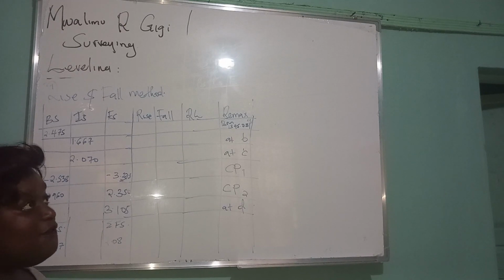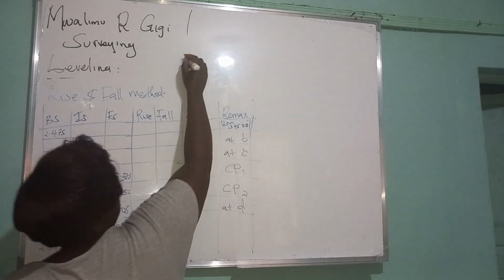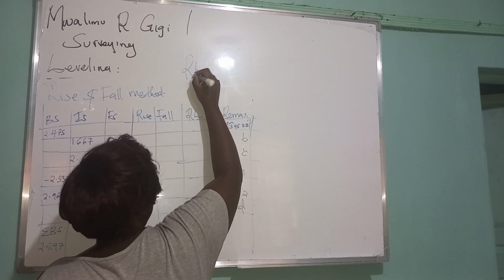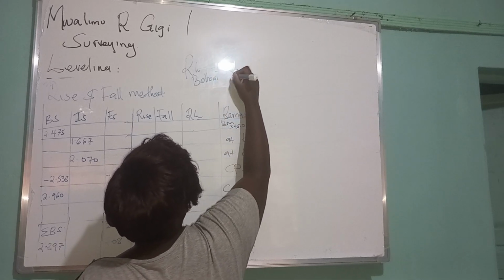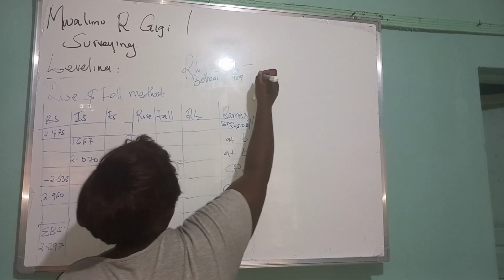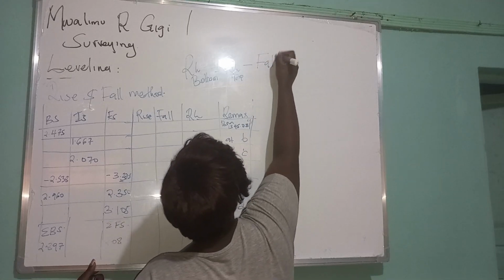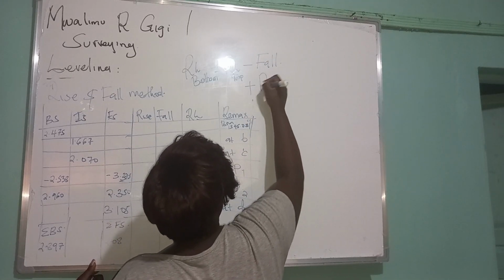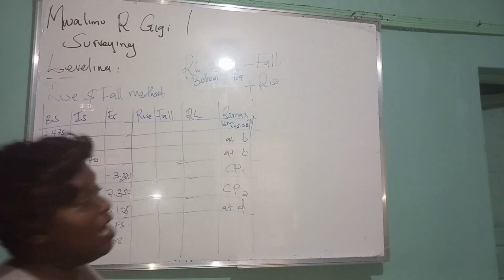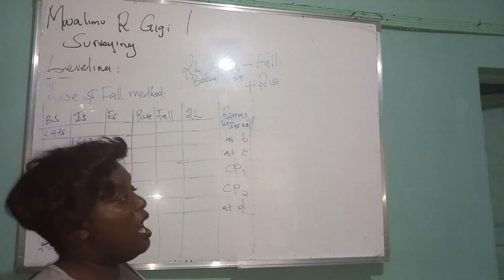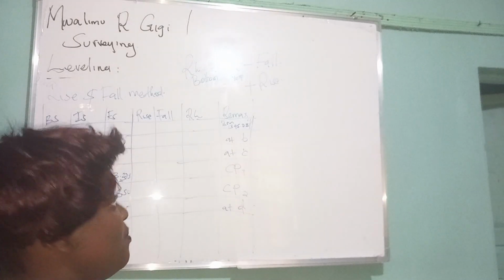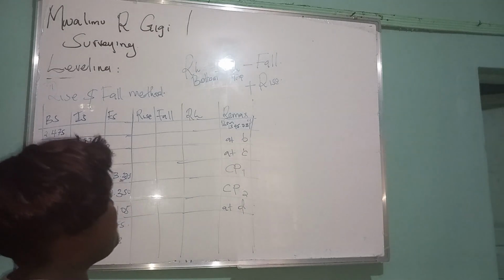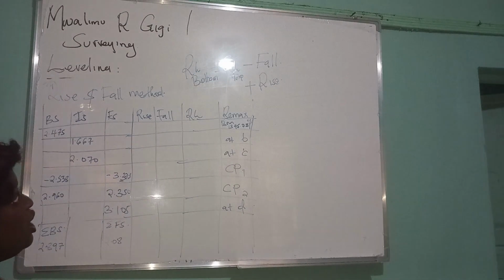So the formula of finding the reduced level at rise and fall: the reduced level at the bottom equals the reduced level at the top minus fall, or plus rise. So if you get a rise, you add to the reduced level at the top, but when you get a fall, you subtract from the reduced level at the top. So how do you find a rise or a fall?